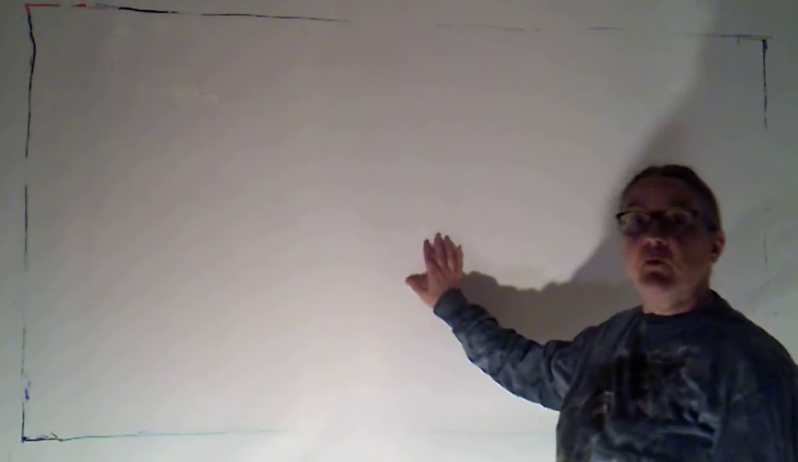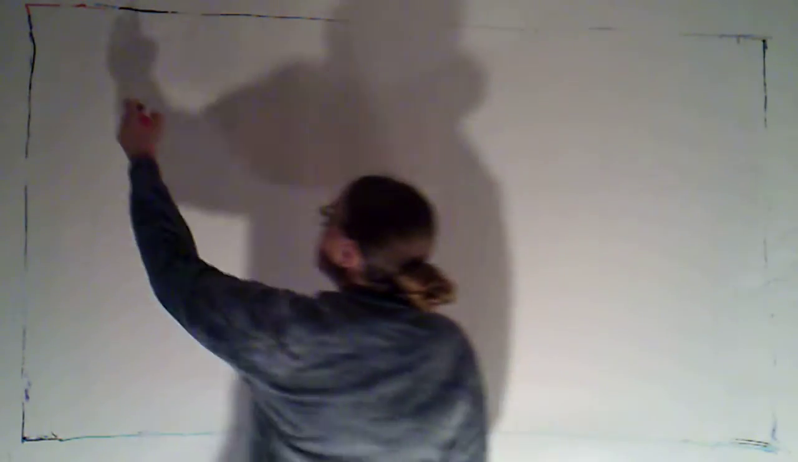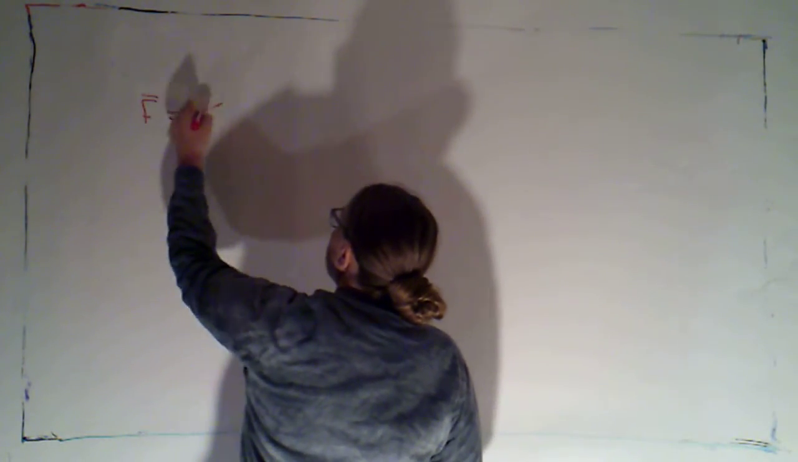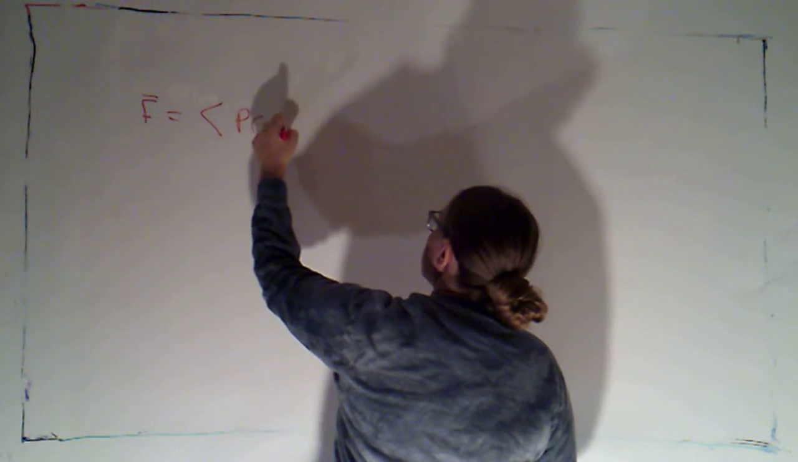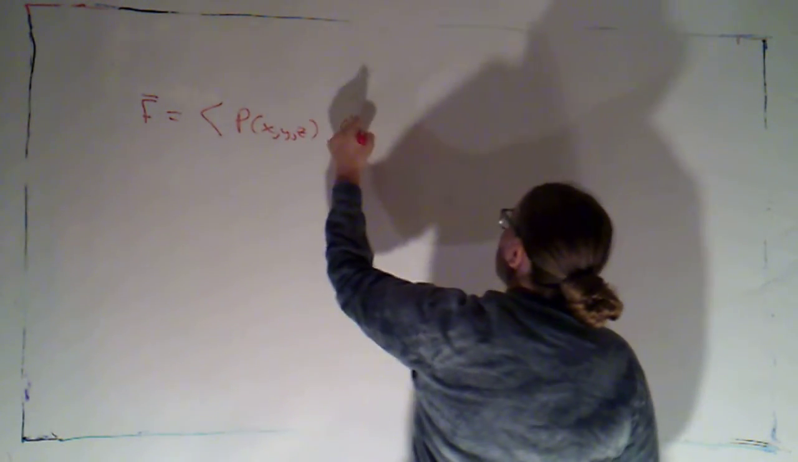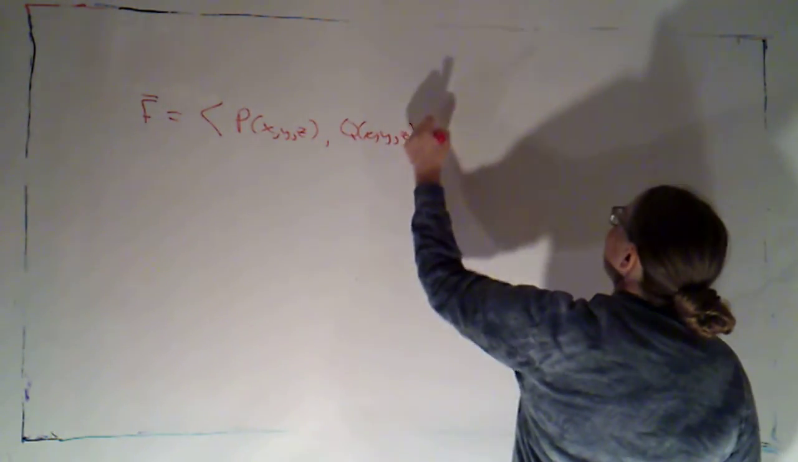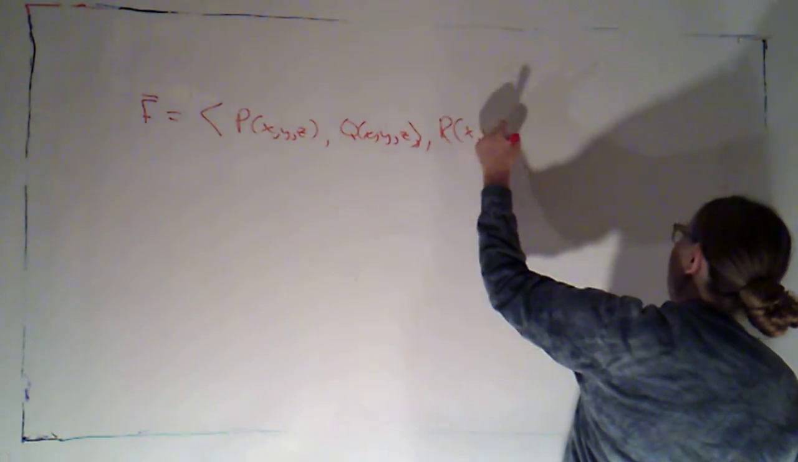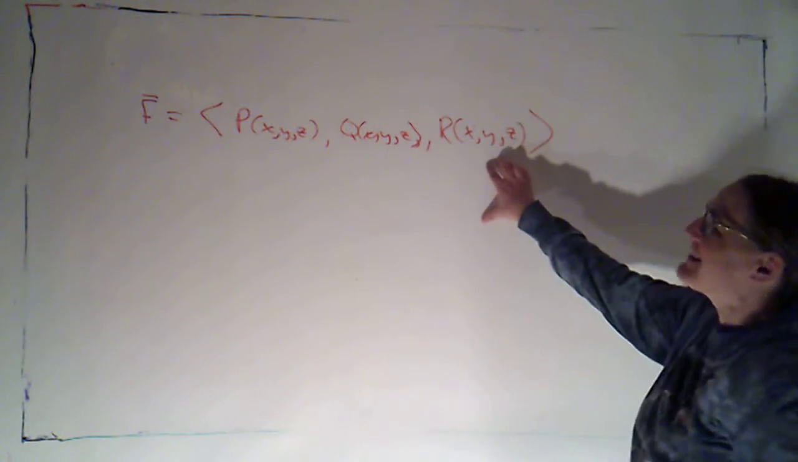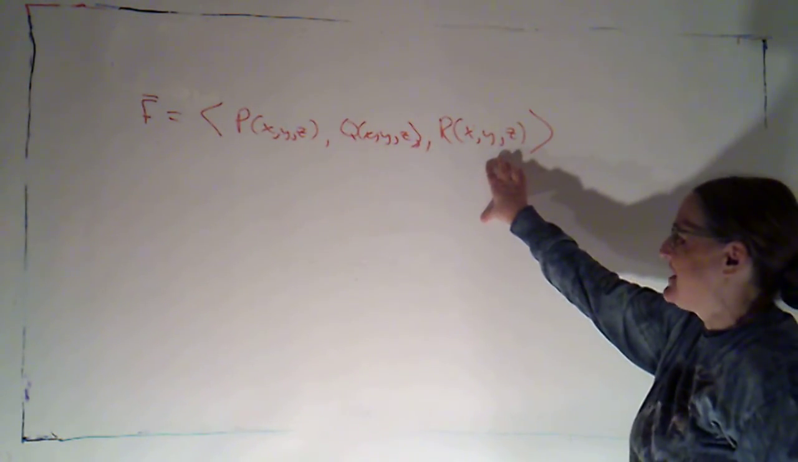In this video, we're going to define what divergence is. So if f is P of x, y, z, Q of x, y, z, R of x, y, z, then basically f is a vector field in 3-space.